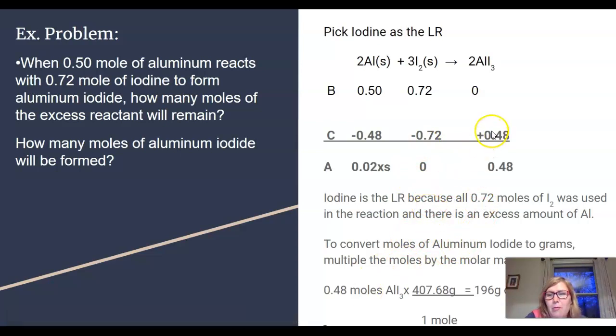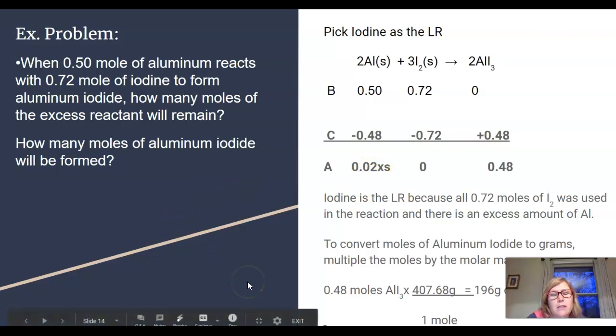But anyway, 0.48 moles of aluminum iodide is then going to be converted to grams of aluminum iodide. So I'm going to take 0.48, multiply it by the molar mass, 407.68, and that gives me 196 grams of aluminum iodide. The other part of the problem is that we also want to know how many moles of excess reactant will remain, and 0.02 moles of excess will remain after you do the calculations.